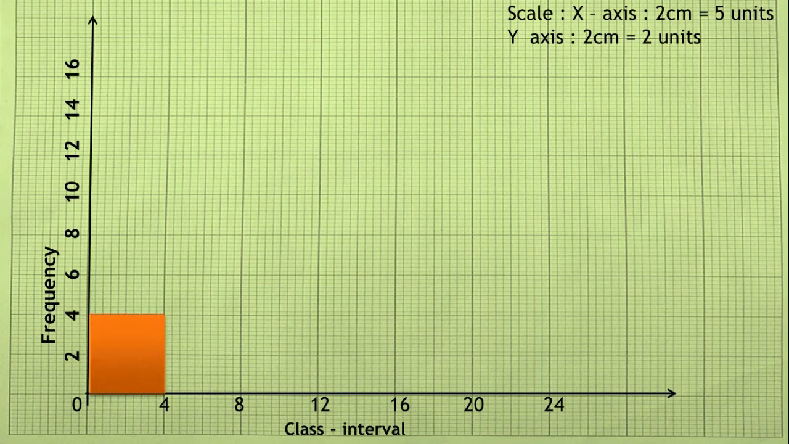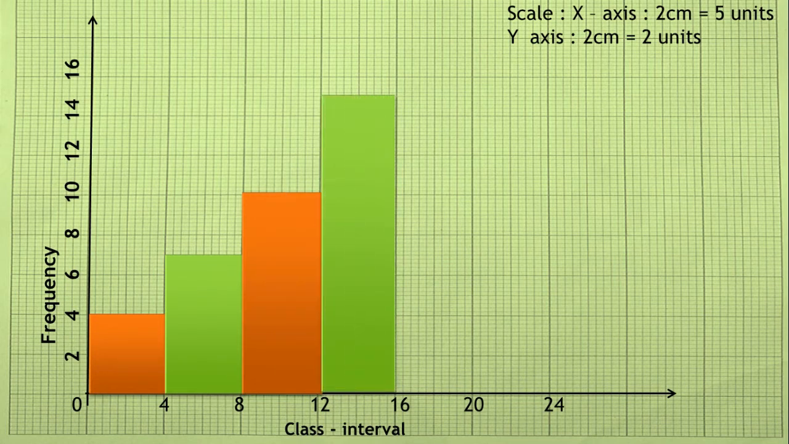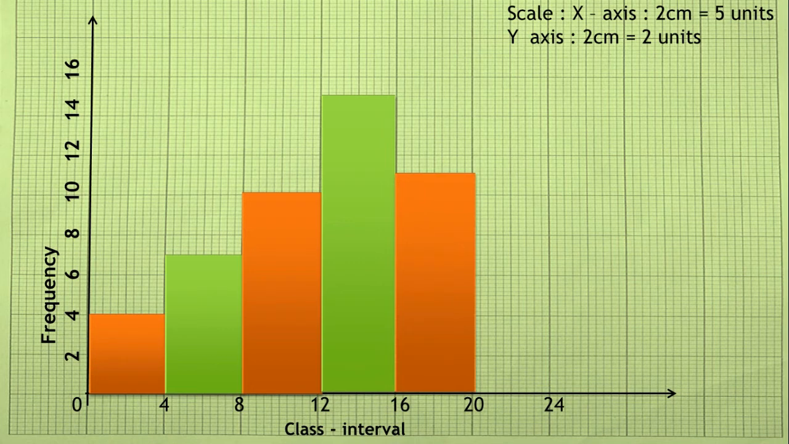Mark the rectangles for 0 to 4, it is 4; 4 to 8, 7; 8 to 12, it is 10; 12 to 16, 15; 16 to 20 is 11 and 20 to 24 is 6. Now we need to mark the midpoints of the class interval. So 0 to 4 midpoint is 2, 4 to 8 midpoint is 6, 8 to 12 midpoint is 10.